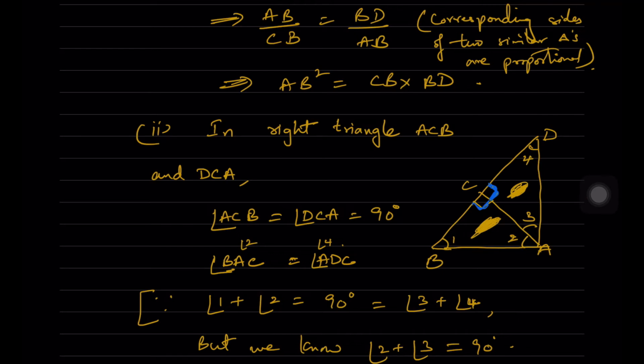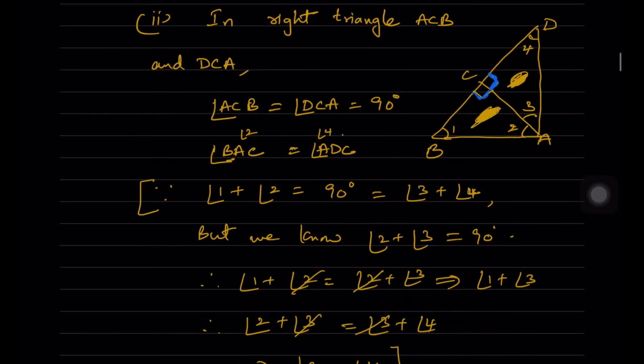And also we have that angle BAC is equal to angle ADC. How did we prove that angle 2 is equal to angle 4 here? We can see from here. Since angle 1 plus angle 2 is equal to 90, because here you are given BCA is 90, isn't it? Therefore, the sum of this angle plus angle 1 plus angle 2 should be equal to 180 degrees. Since this angle is equal to 90 degrees, angle 1 plus angle 2 should be equal to 90 degrees.